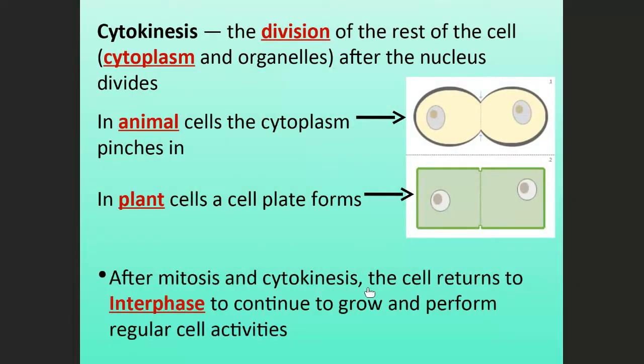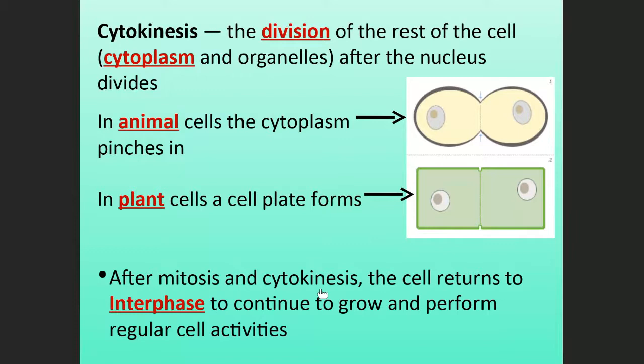So in this picture, we can see in plants and animals the cytokinesis, the division of the rest of the cell cytoplasm and organelles, which takes place after the nuclear division. In animal cells, the cytoplasm pinches off. You see, from here it pinches off and gives rise to two cells. In plant cells, the cell plate is formed. This is the cell plate, which was originally the metaphase plate. Here the cell plate will be formed, and the cell membrane will be formed here, and later on, the cell membrane will be converted into the cell wall.